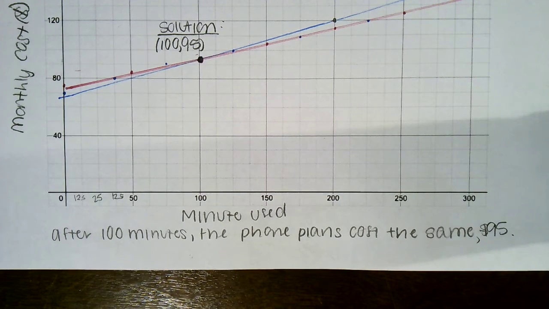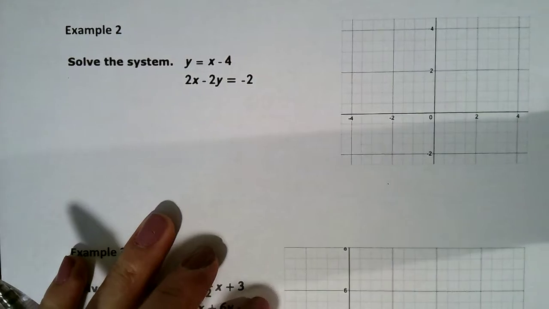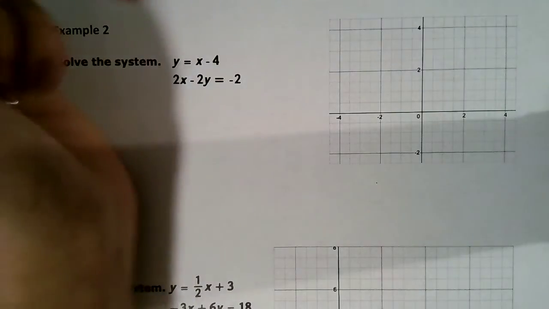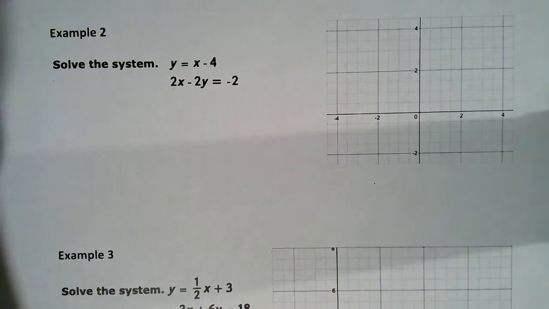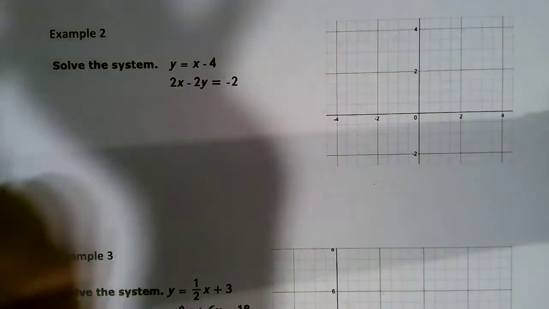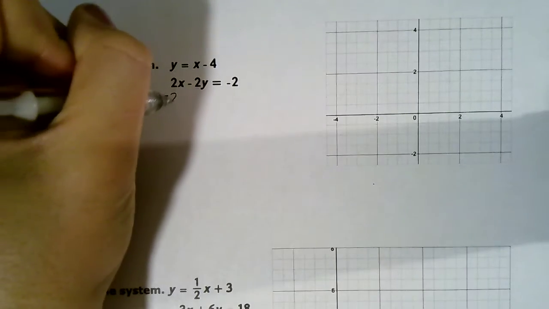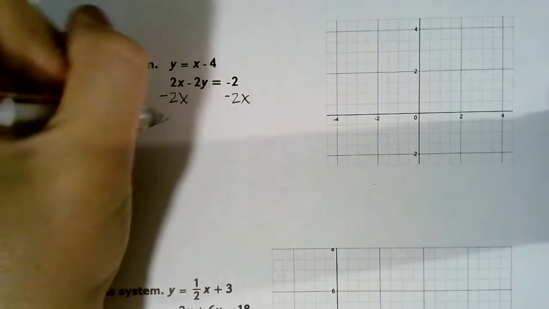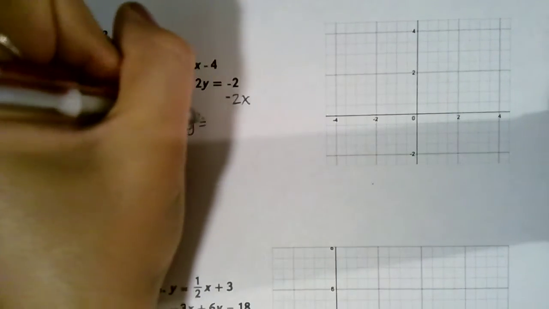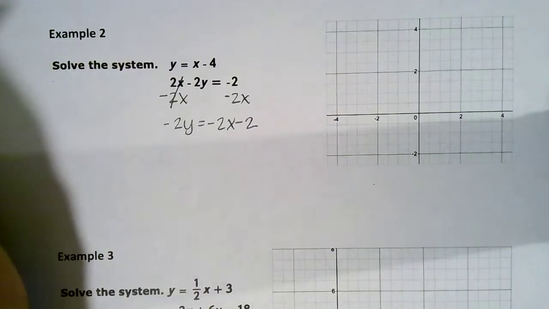All right, let's look at another example. Okay, so here we have our system of equations. We have two equations. This one's nice because it's already in slope-intercept form. We have to change this one and put it into slope-intercept form as well. So let's solve for y. I have to start by subtracting 2x from both sides. So we have negative 2y is equal to negative 2x minus 2.